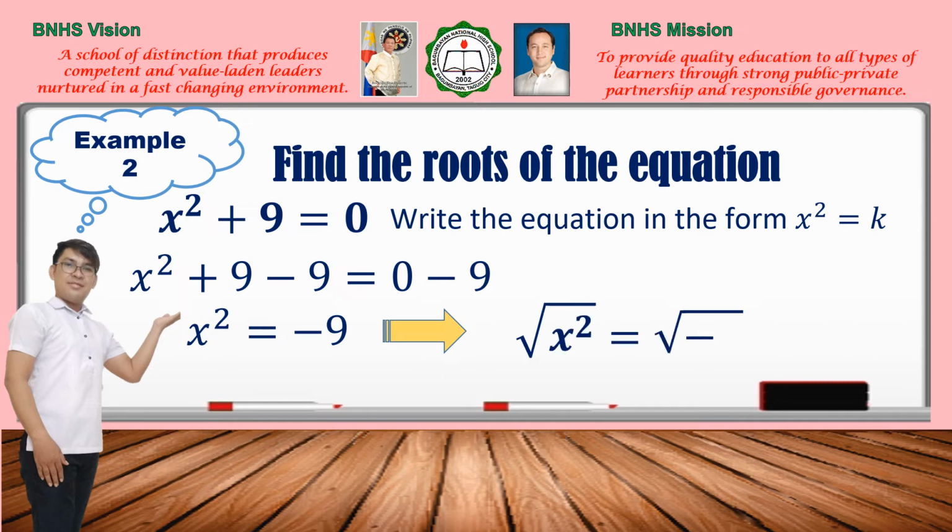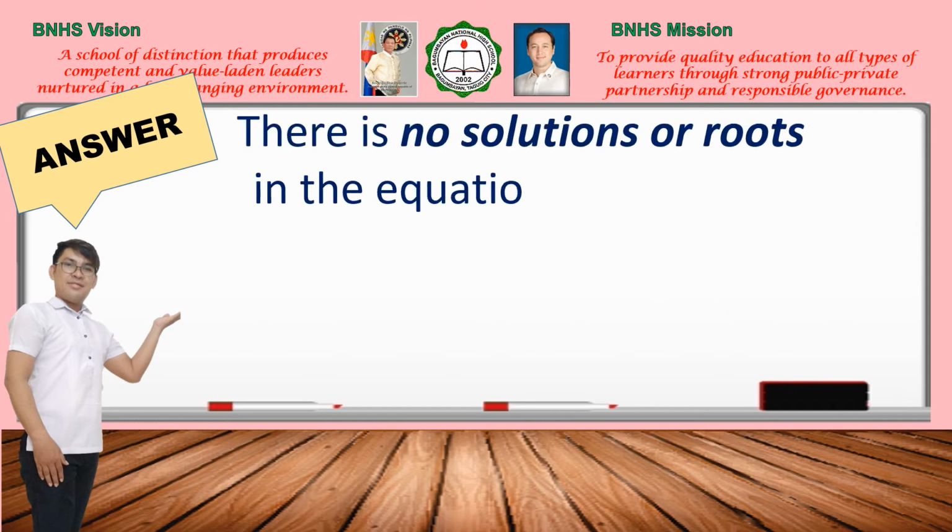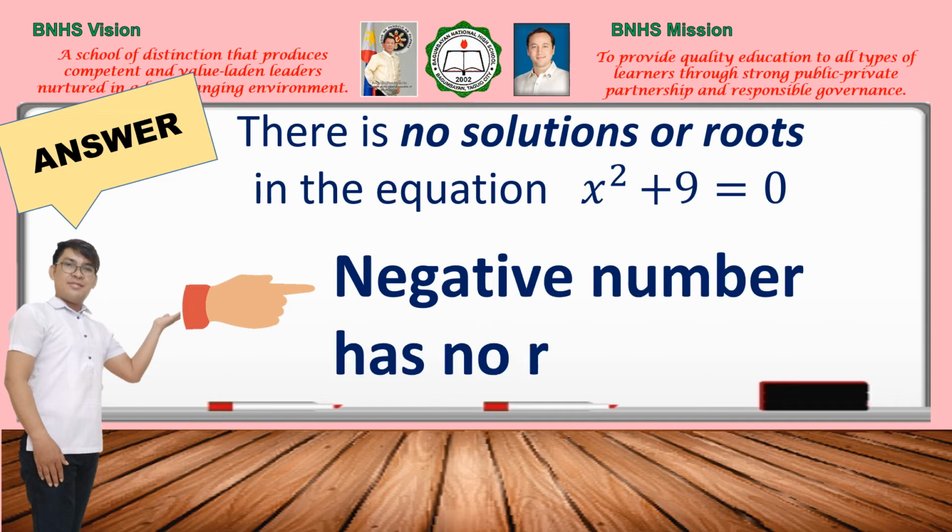Next, you're going to take the square root of both sides of the equation. So we have the square root of x squared is equal to the square root of negative 9. Okay, so our answer for this: there are no solutions or roots in the equation x squared plus 9 is equal to 0 because negative numbers have no real roots.